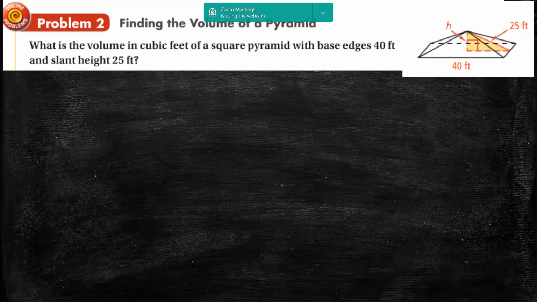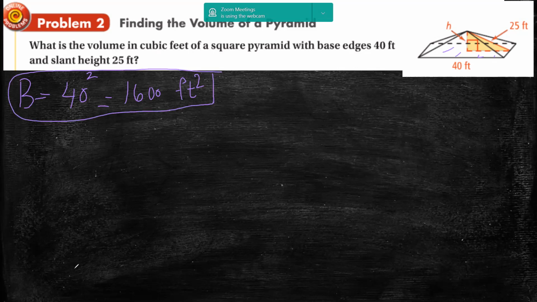Look at the base edge here. It is a square, and the length of any edge is 40. So I will find the area of the base, which is 40 squared. So now I found the area of the base. It is 40 squared, or 1,600 square feet. This is the area of the base.